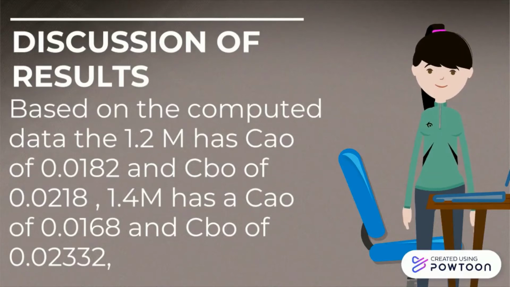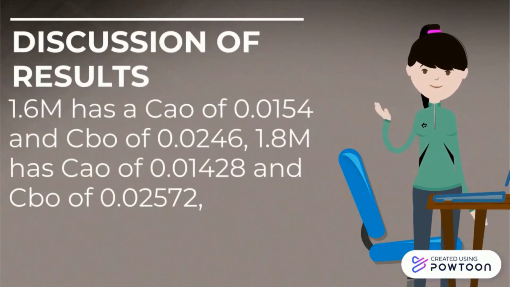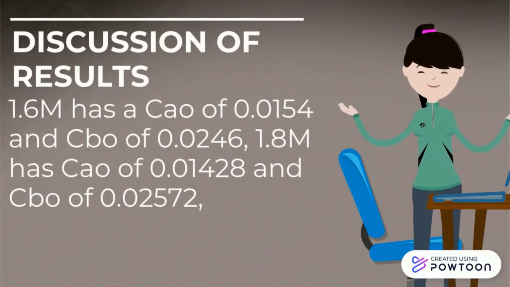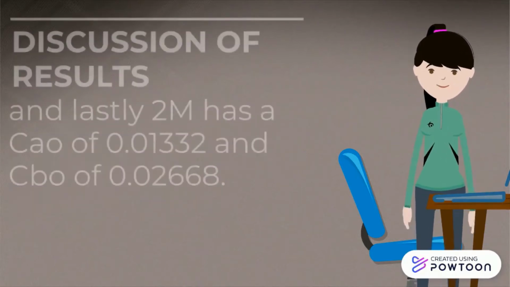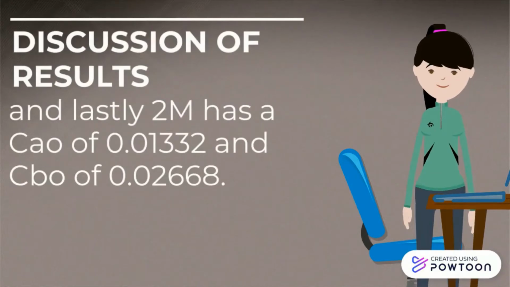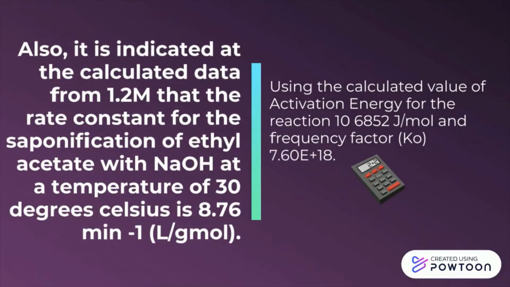1.4 M has a CAO of 0.0168 and CBO of 0.02332. 1.6 M has a CAO of 0.0154 and CBO of 0.0246. 1.8 M has CAO of 0.01428 and CBO of 0.02572. And lastly 2 M has a CAO of 0.01332 and CBO of 0.02668.